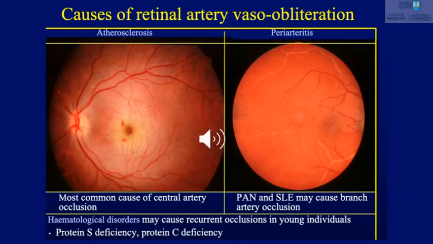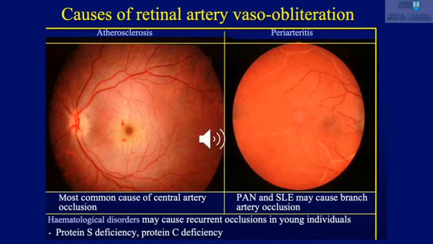If we look at the causes of retinal artery vaso-obliteration, it may be due to atherosclerosis or periarteritis. And you can see in the left-hand side picture of the fundus the classic appearance of the cherry red spot. This cherry red spot is due to the necrosis of the retinal layers surrounding the fovea, leaving the fovea, which is only 3 layers, showing the transparency of the choroidal circulation, which is red in color. And the most common cause is atherosclerosis.